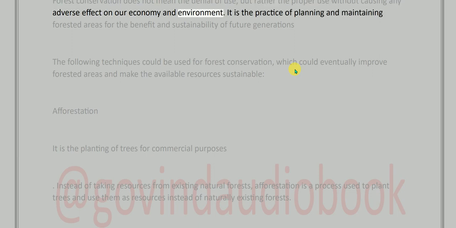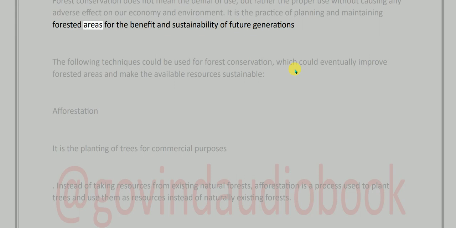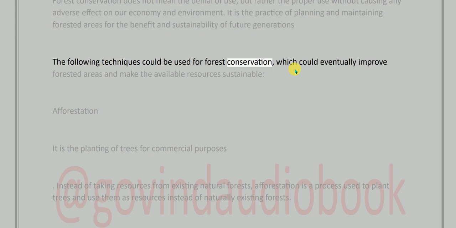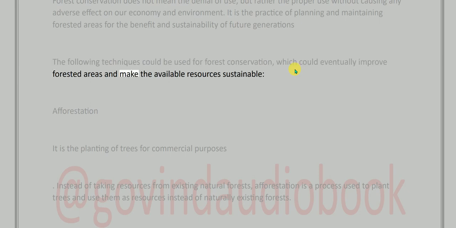It is the practice of planning and maintaining forested areas for the benefit and sustainability of future generations. The following techniques could be used for forest conservation, which could eventually improve forested areas and make the available resources sustainable. Afforestation. It is the planting of trees for commercial purposes.